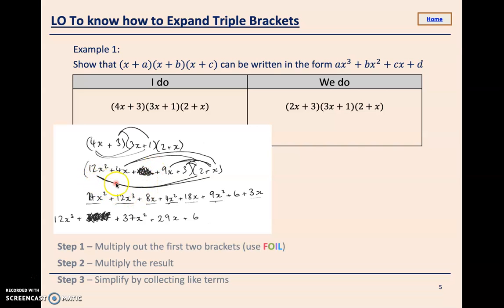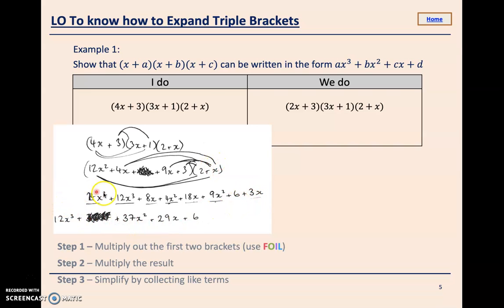So again, my 12x squared times by 2 gives me 24x squared. My 12x squared times by x gives me 12x cubed. Then I've done the same with the 4. 4 times by 2 gives us 8x. 4 times by 4x times by x gives us 4x squared. Done the same with the 9, so we get 18x, and 9x times by x, 9x squared. Then 3 finally times by everything. So 3 times by 2 gives us 6, and 3 times by x gives us 3x.